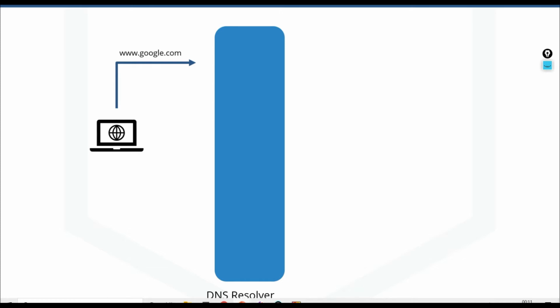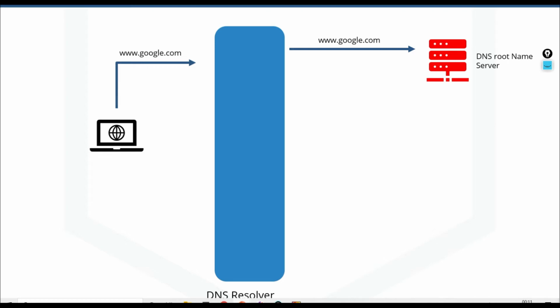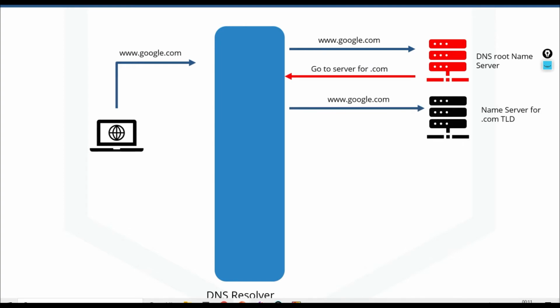But it's not that simple. The DNS resolver will send this request to the DNS root name server. The DNS root name server will give me the address of the server for the top level domain. So say for example, if I'm using google.net, then it will give me the address of the .net top level domain server. If I'm using .org, it will give me the top level domain server of .org. In our case, we're using .com. So this top level domain server of .com will give me the Route 53 name servers.